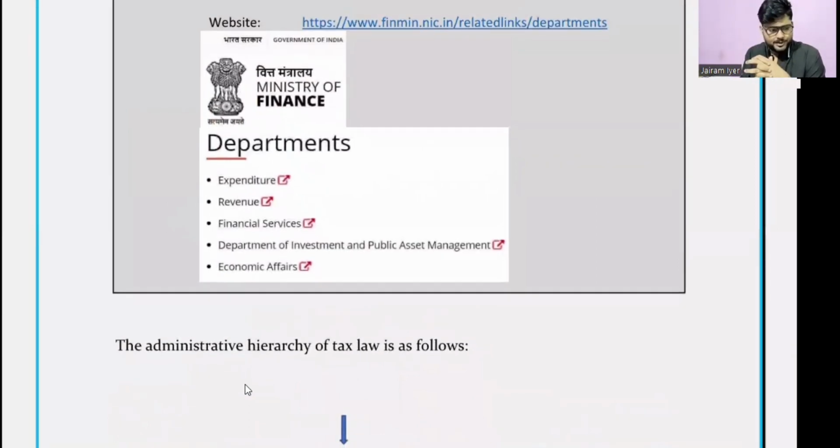Have you heard about the Ministry of Finance? Similarly, there are 7 to 8 ministries. But what we are more concerned with is the Ministry of Finance, because we are dealing with the finance part.